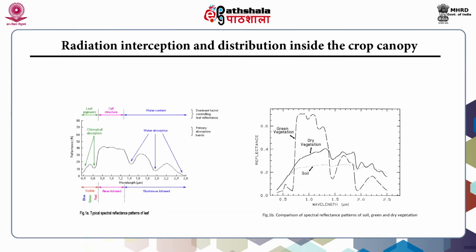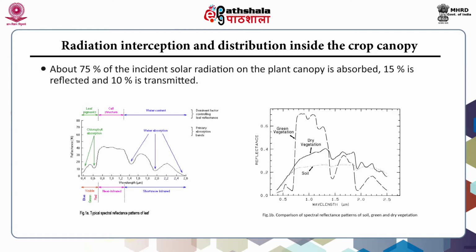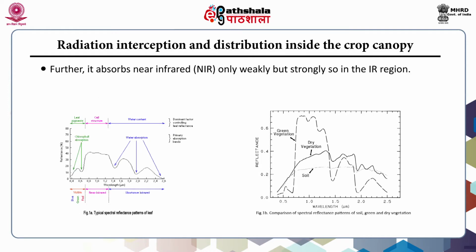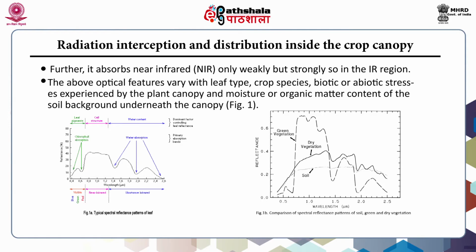The radiation interception and distribution inside the crop canopy: about 75% of the incident solar radiation on the plant canopy is absorbed, 15% is reflected and 10% is transmitted. The plant leaf strongly absorbs in blue and red wavelengths, but much less so in green. Further, it absorbs near infrared, that is NIR, only weakly but strongly in the IR region, that is the infrared region. The above optical features vary with leaf type, crop species, biotic or abiotic stresses experienced by the plant canopy and the moisture or organic matter content of the soil background underneath the canopy.